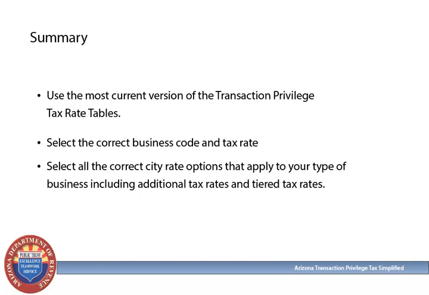In review, here are some important things to remember. Always be sure to use the most current versions of the transaction privilege tax rate tables. Select the correct business code and tax rate for the business you are operating. Be sure to select all the correct city rate options that apply to the type of business you are doing, including any additional tax rates or tiered tax rates.